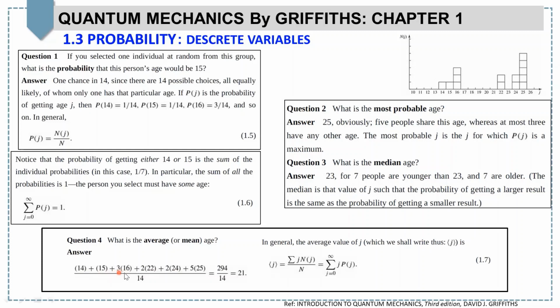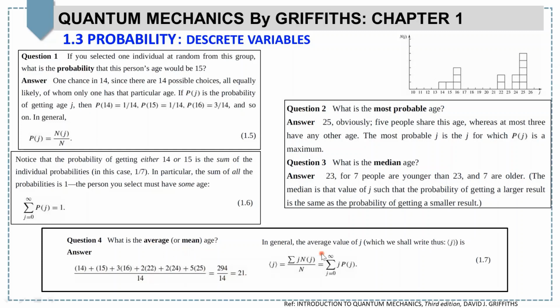So simply multiply 3 with 16, plus 2 times 22, because there are 2 persons having age of 22, and similarly for 24, and because there are 5 persons having age of 25, multiply 5 with 25. This is the way you will add up all of them. Divide by 14, because there are a total of 14 people in the room. So simply you get 294 divided by 14 equals 21. So 21 is the average age.